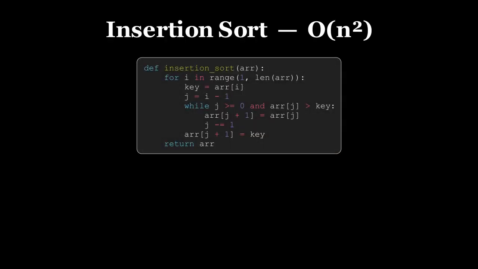Insertion sort is the algorithm you already know. It's how you'd sort a hand of playing cards. Walk left to right, take each card, and slide it backward into its sorted position. Easy to code, easy to reason about. O of n squared in the worst case, but O of n on already mostly sorted data. That's why Python's hybrid sort uses insertion sort for small subarrays. It's actually fast at small sizes.